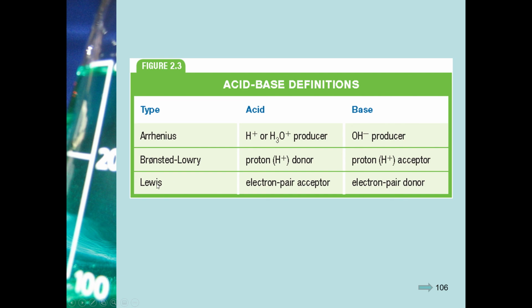Now in a Lewis, since it's not talking about protons, it's dealing with electron pairs, kind of an opposite. An acid is an electron pair acceptor. Notice these are opposite. And a base is an electron pair donor. Again, notice that these are opposite. So a proton donor is also an electron pair acceptor by the two different definitions, and a proton acceptor is also an electron pair donor. And that's the end of this section.